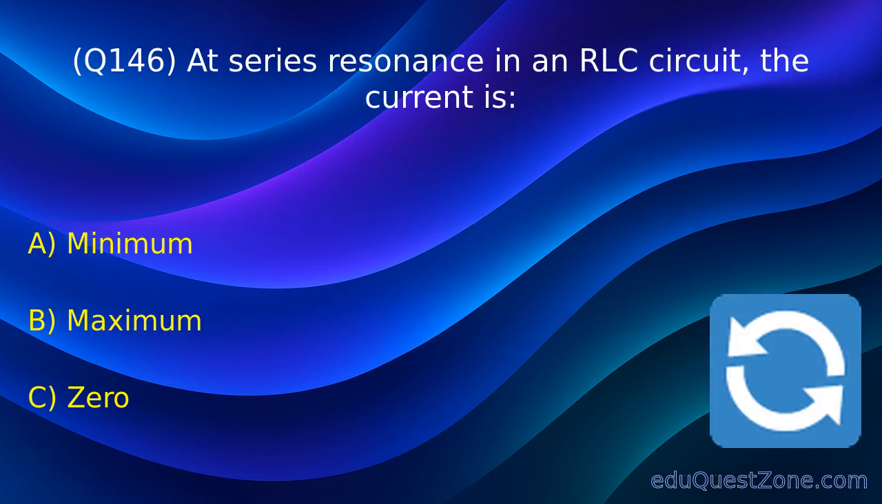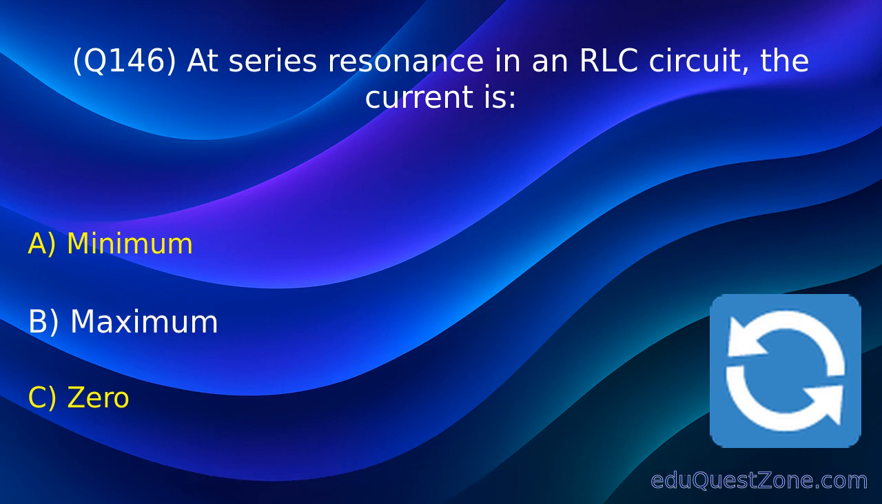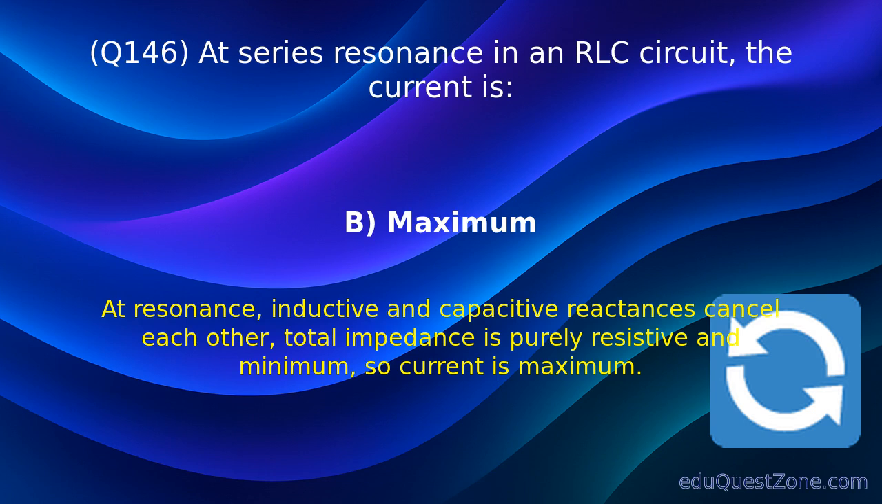Question 146. At series resonance in an RLC circuit, the current is... Option B, maximum. At resonance, total impedance is minimum, so current is maximum.